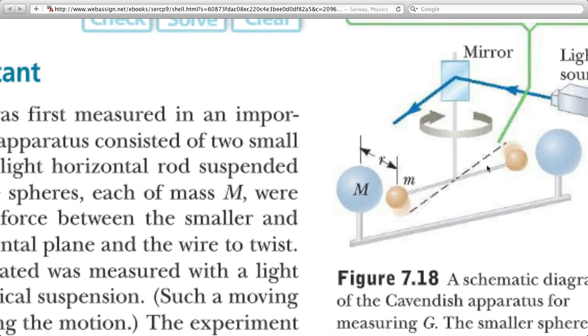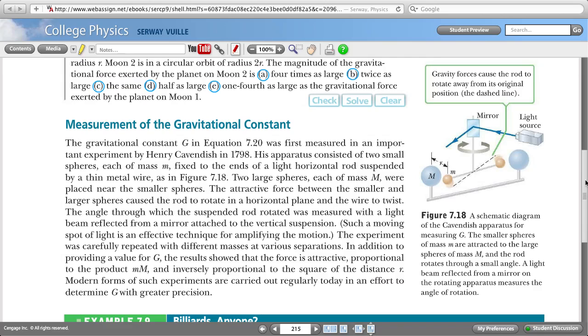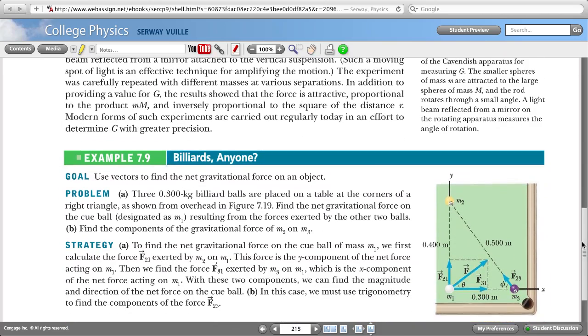But essentially what you have is these two huge masses, and then you have two smaller masses in between. And the smaller masses in between are on this torsion spring that allows them to rotate. And when they rotate into position so that they're right between these two bigger balls, that means that they've been attracted by the gravitational force of those bigger spheres.